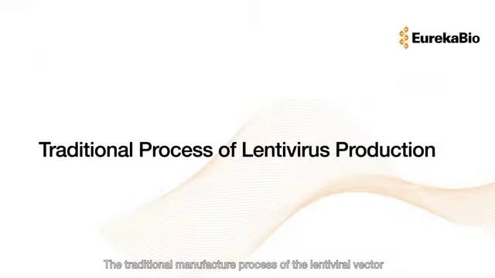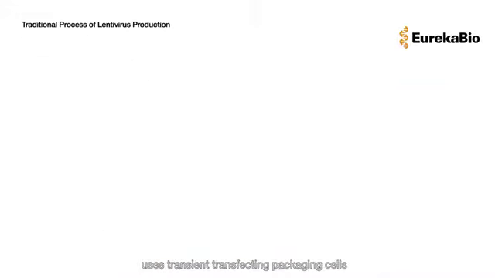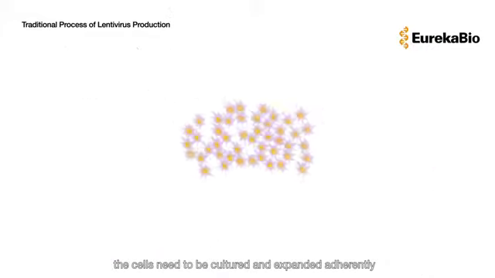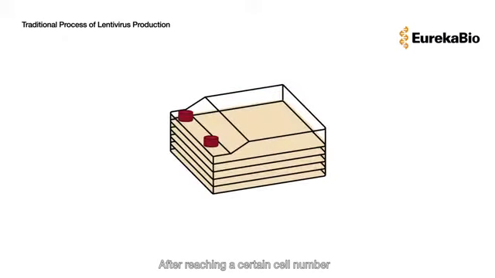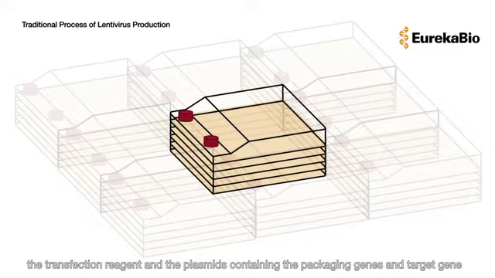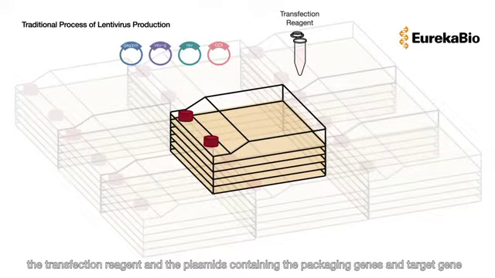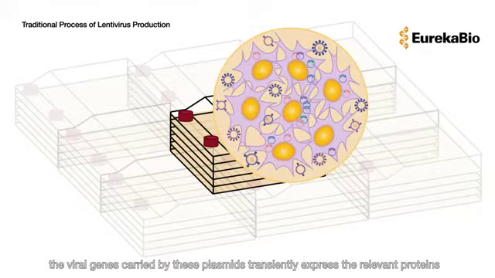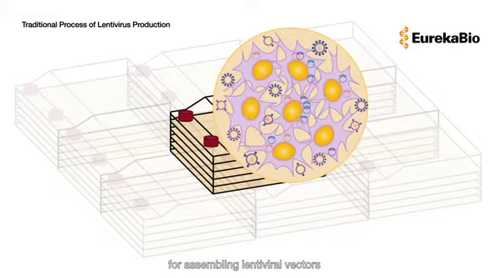The traditional manufacture process of the lentiviral vector uses transient transfecting packaging cells with plasmids containing the packaging gene of the virus. In this process, the cells need to be cultured and expanded adherently. After reaching a certain cell number, the transfection reagent and the plasmids containing the packaging genes and target gene are added to the cells. In these cells, the viral genes carried by these plasmids transiently express the relevant proteins for assembling lentiviral vectors, and after assembly, viral vectors are secreted into the culture medium.